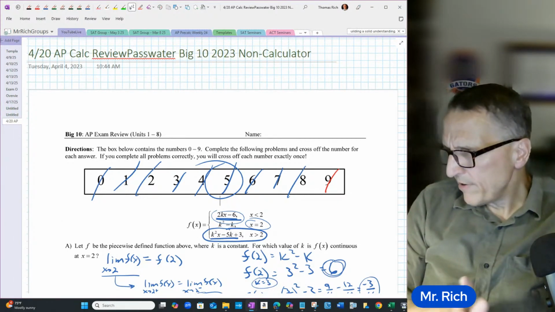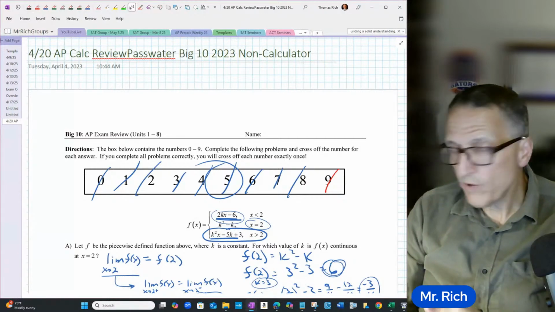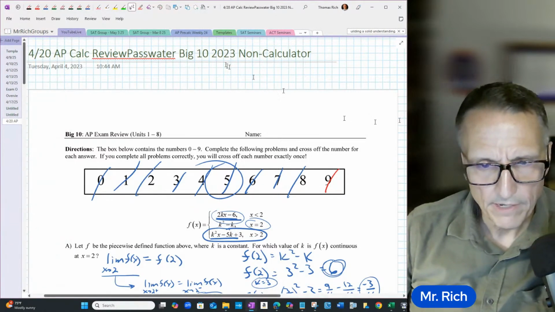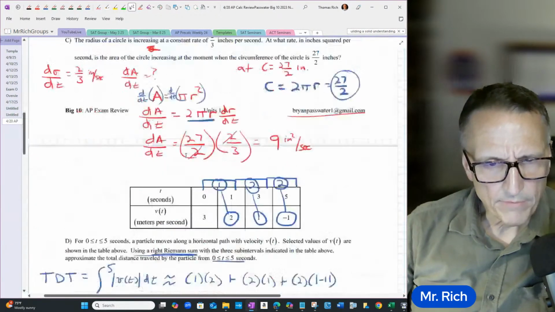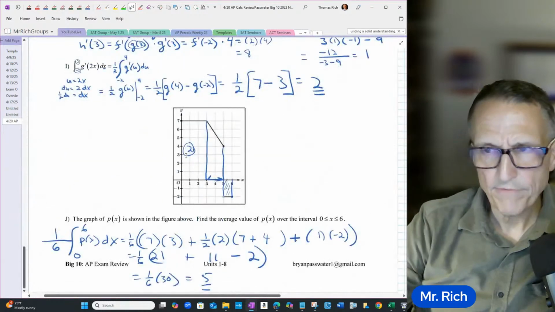All right, before I check out here on the area of the trapezoid. Yeah, I don't know. I'll go back to that one, Sadie, before I sign off here.